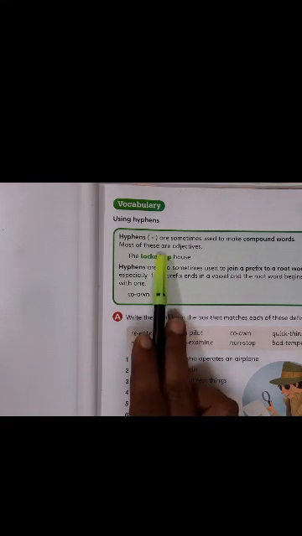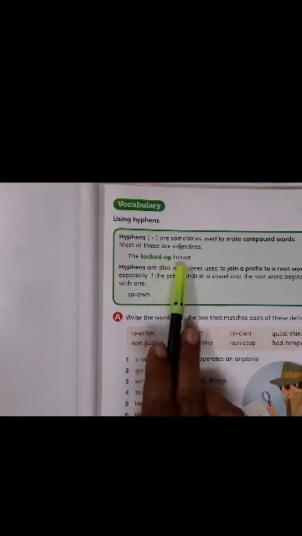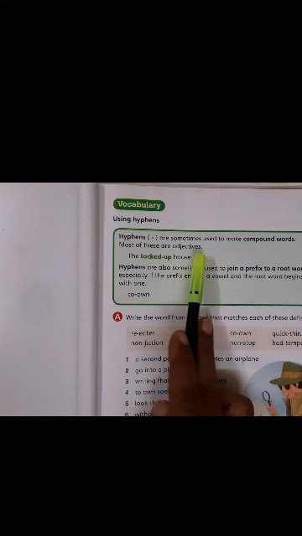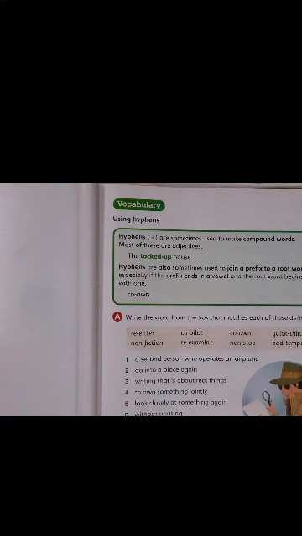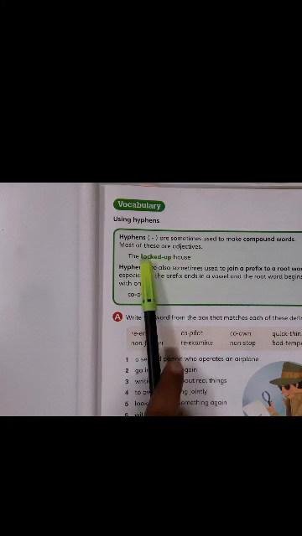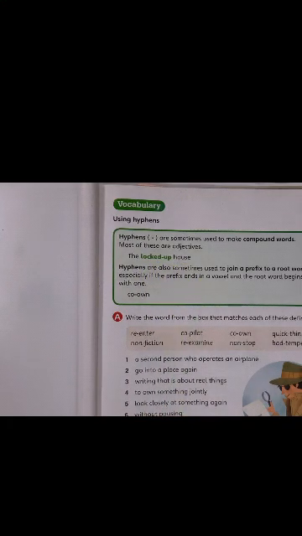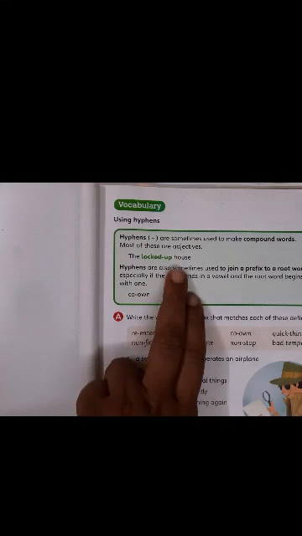So most of the compound words are adjectives. Not all. Remember, not all, children. As I said, blackboard is not an adjective. Sunflower is not an adjective. Now children, look here. Most of these are adjectives. The locked-up house. Now children, look here. I have written the sentence. The locked-up house.